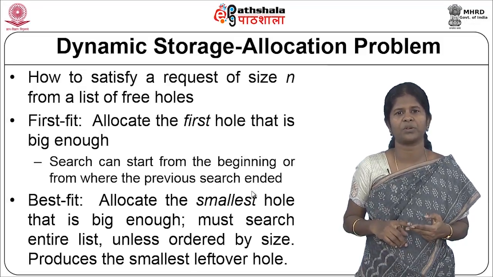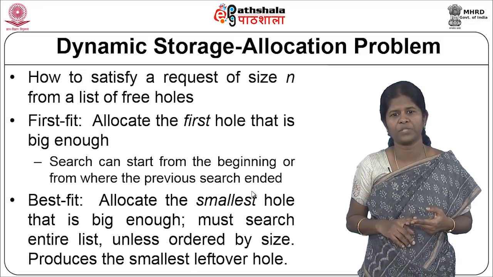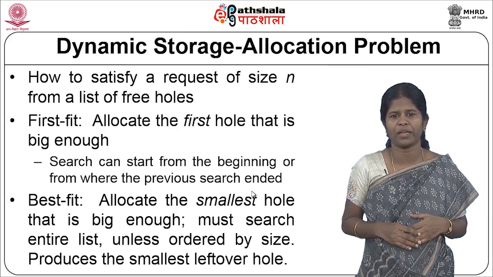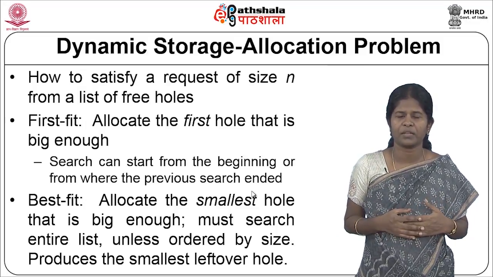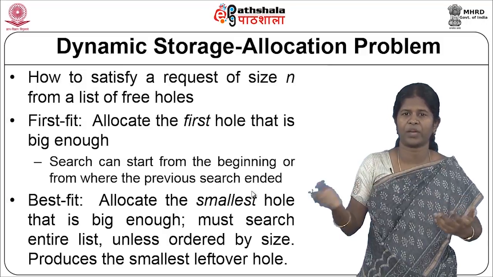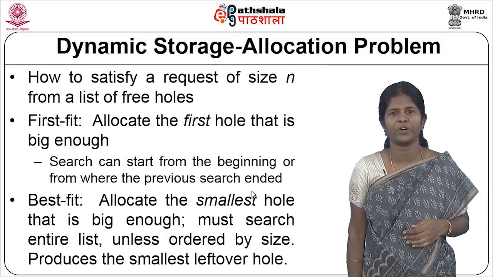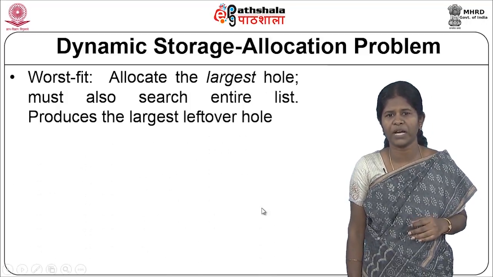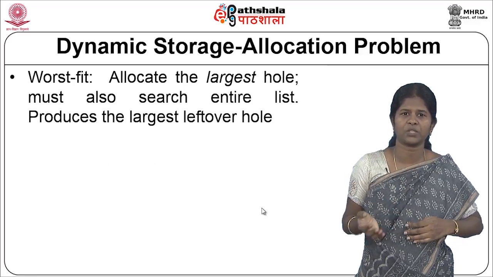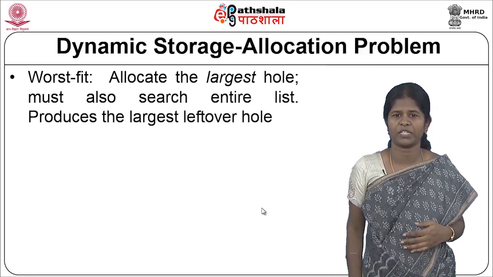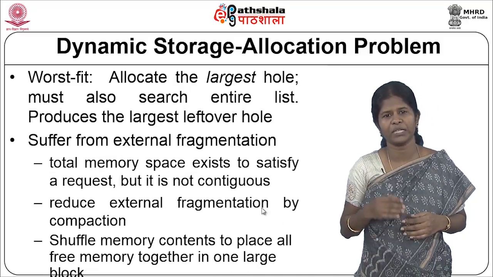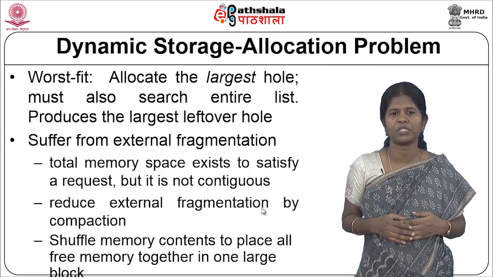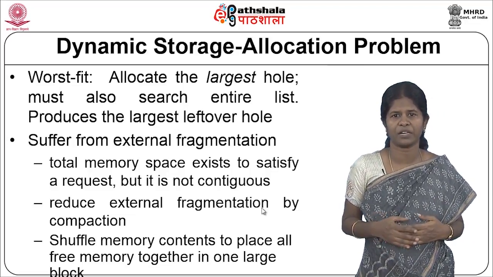The next mechanism is best fit. In best fit, you allocate the smallest hole that is large enough to accommodate the process. Again, you need to search the entire list, but if the list is ordered by size, then you can search based on that, and this will produce the smallest leftover hole. The next way is worst fit, where you allocate the largest hole that is large enough to accommodate the process. If you look at first fit, worst fit and best fit allocation algorithms, we see that they suffer from external fragmentation.